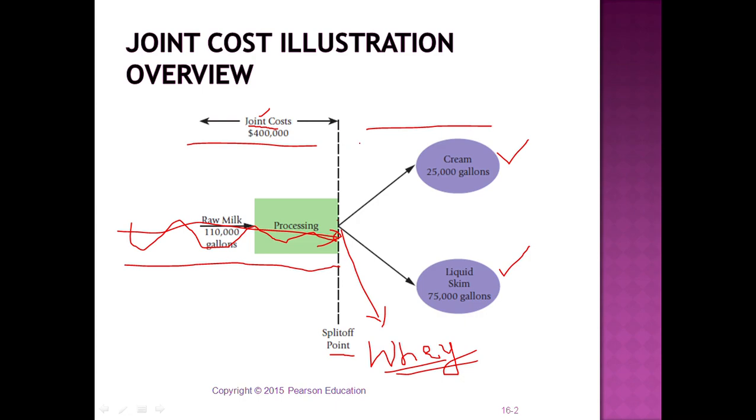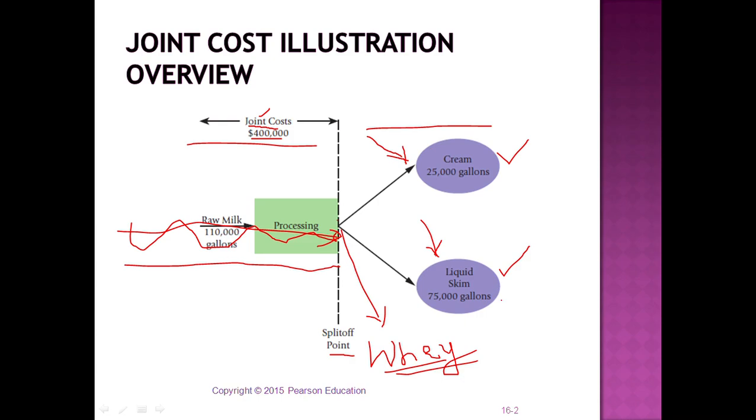But now after the split off point, when you spend something, you know specifically how much you have spent on each product, isn't it? So that is why they are called separable costs. So for separable cost, there is no need to allocate because you know exactly what you have spent on each of the outputs. But our concern is the joint cost, because can you see, before the split off point you do not know how much of this cost, maybe for example in this case 400,000, you do not know how much of this 400,000 was spent on cream and how much was spent on liquid skim.